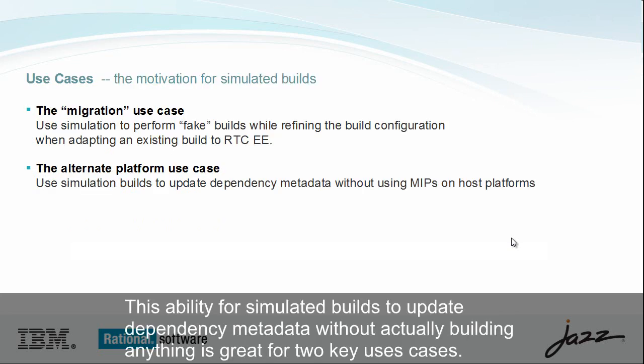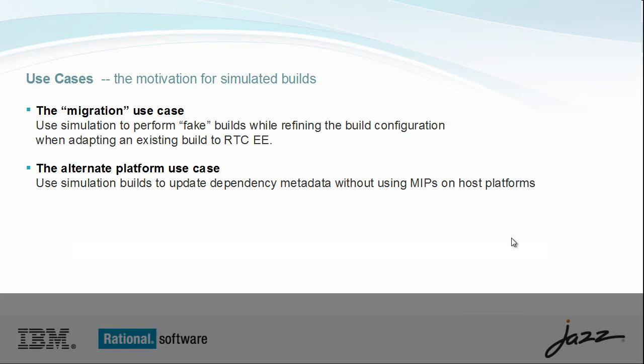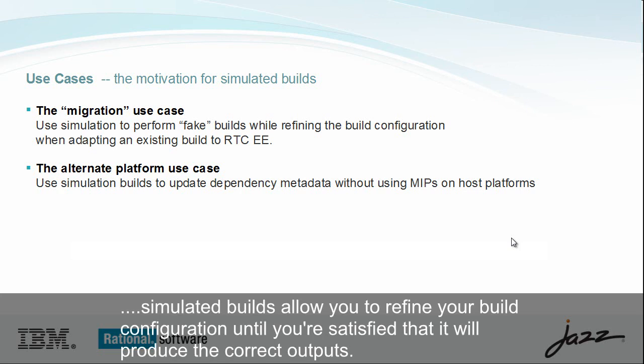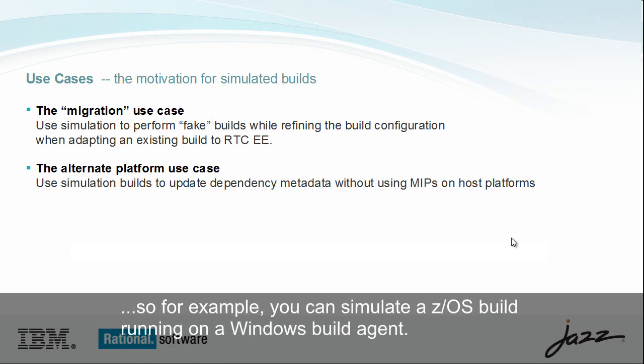This ability for simulated builds to update dependency metadata without actually building anything is great for two key use cases. First, if you're trying to adapt an existing build to use an RTC EE dependency build, simulated builds allow you to refine your build configuration until you're satisfied that it will produce the correct outputs. Second, simulated builds do not need to be executed on the target platform associated with the build itself. So for example, you can simulate a z/OS build running on a Windows build agent.